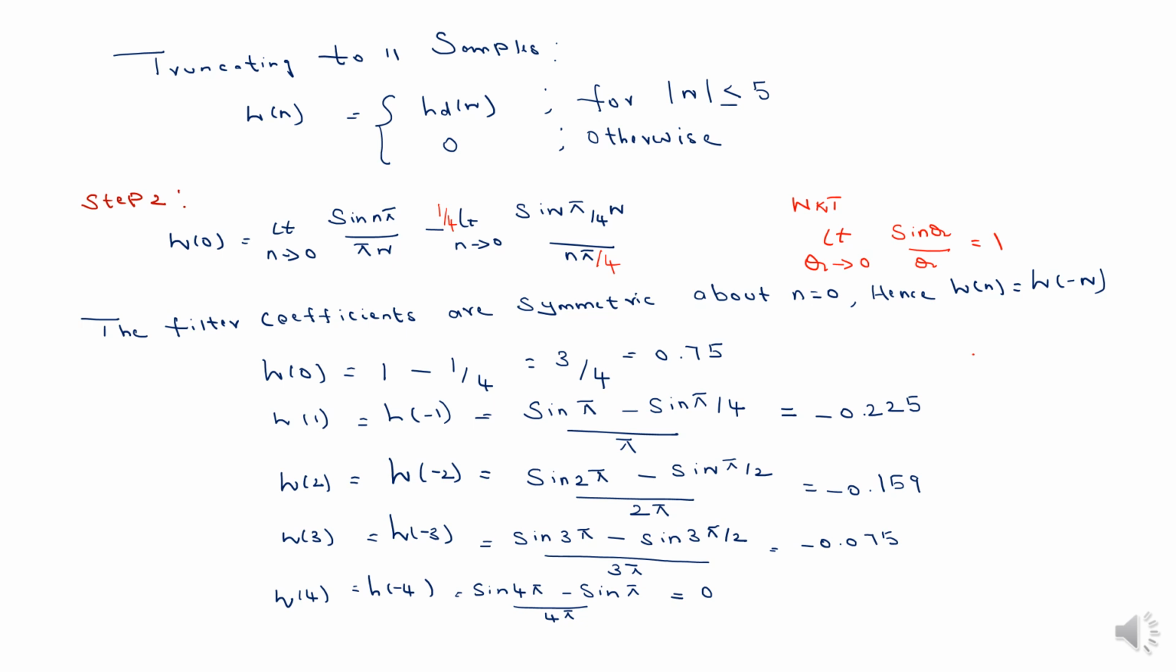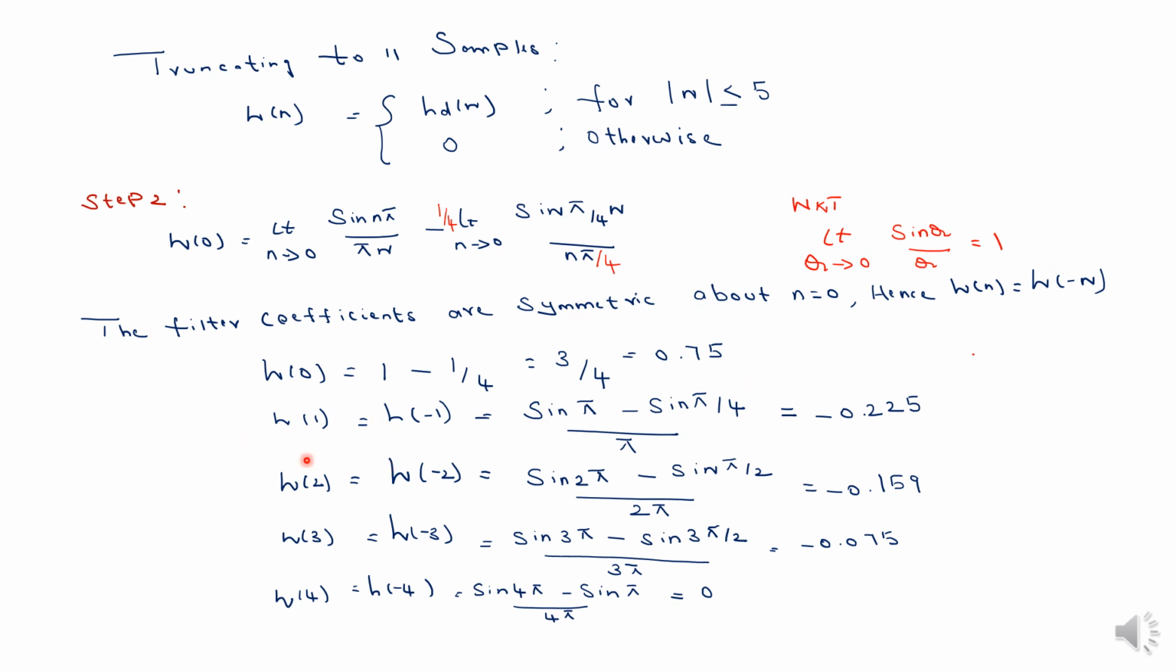So that is how, for n is equal to 0, h of 0 is given by limit theta tends to 0, sine theta by theta, which is 1. Therefore, 1 minus 1 by 4 into limit theta tends to 0, sine theta by theta is 1, according to L'Hospital rule. Therefore, it is 1 minus 1 by 4. Hence, the answer that we have arrived at here is 3 by 4. 3 by 4 is 0.75. This is for n is equal to 0.